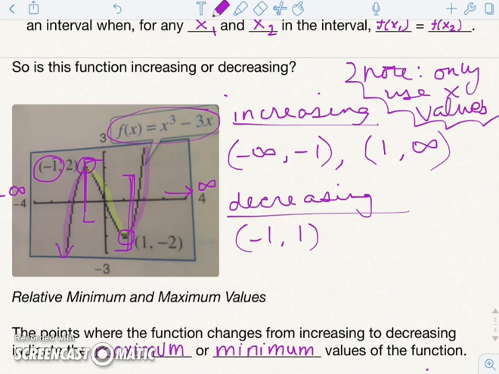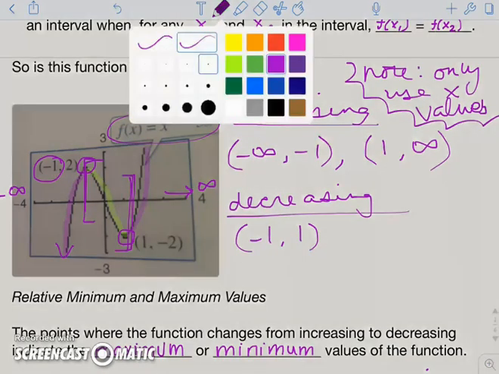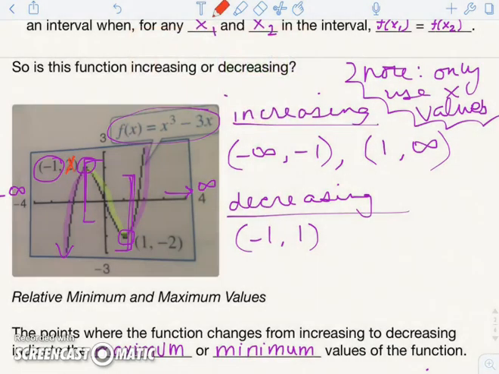Those are special points that we're going to talk about in the next piece, okay? So they're not included. So increasing, we only deal with the x values. Same thing for decreasing. I only care about the x values. Notice I'm not writing any of the y values. I didn't even look. I don't care what the y values are. I just care about where my x's are when I'm increasing or decreasing.